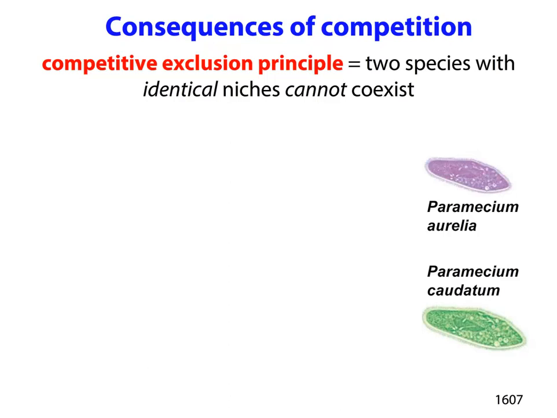Okay, so now for this particular slide, you need to go to the PowerPoint, okay, because apparently the figure didn't load. My apologies. But what this figure is meant to illustrate is called the competitive exclusion principle. Okay, so what this competitive exclusion principle means is that if you have 2 species that have identical niches, they cannot coexist.